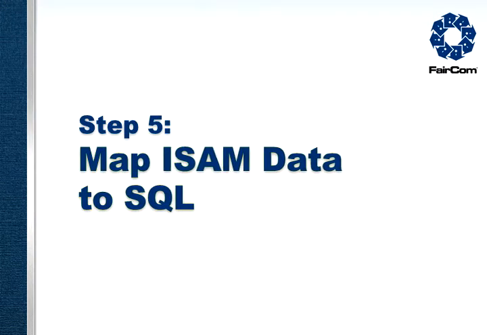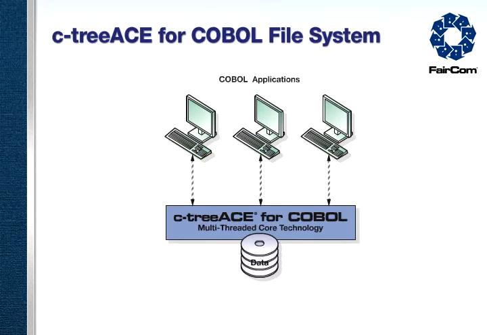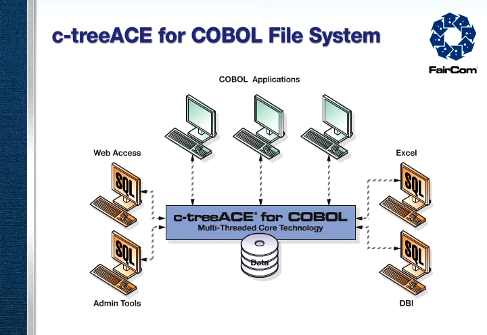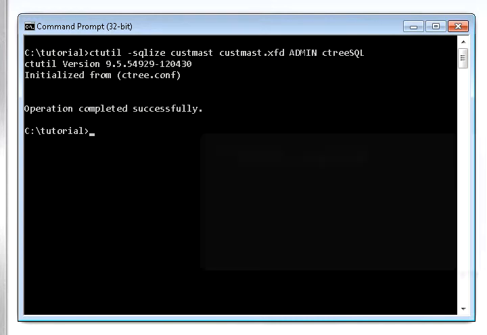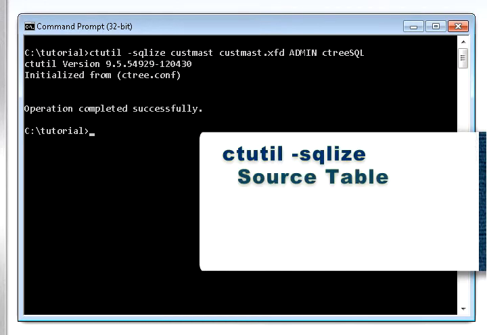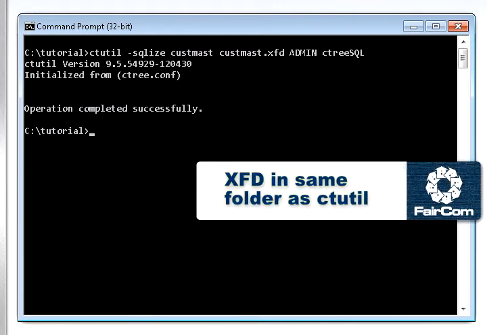Step 5. Map the ISAM data to SQL. The final step in our tutorial shows how to integrate this ISAM data with the cTreeAce SQL server, allowing you to have native SQL access to your COBOL data. We start by linking an existing ISAM table to the SQL database, which is done through our CTUtil tool using the -SQLize parameter. Run the tool indicating the name of the table we want to link and its extended file descriptor. You also need to include the administrator's password, admin, and the name of the database, ctreesql. Notice that the XFD must be in the same folder as CTUtil.